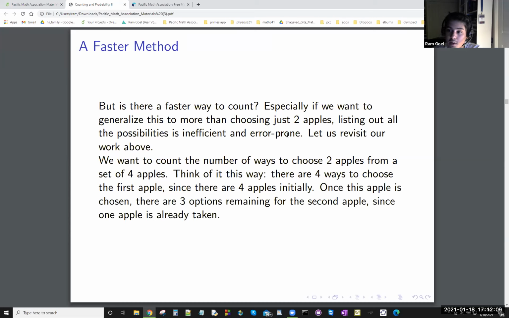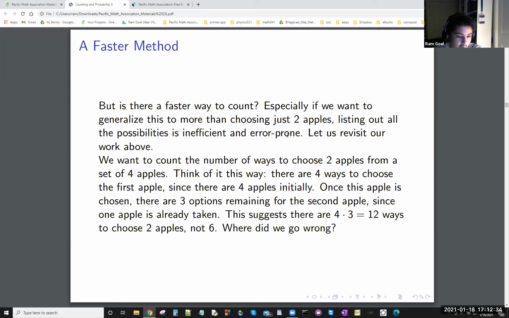In particular, it cannot be C. So there are 3 options left. So for example, C, B would be one possibility. Now, in the last class, we talked about multiplication. If there's A possibilities for something, and then B possibilities for each of those A possibilities, the total number of ways is A times B.